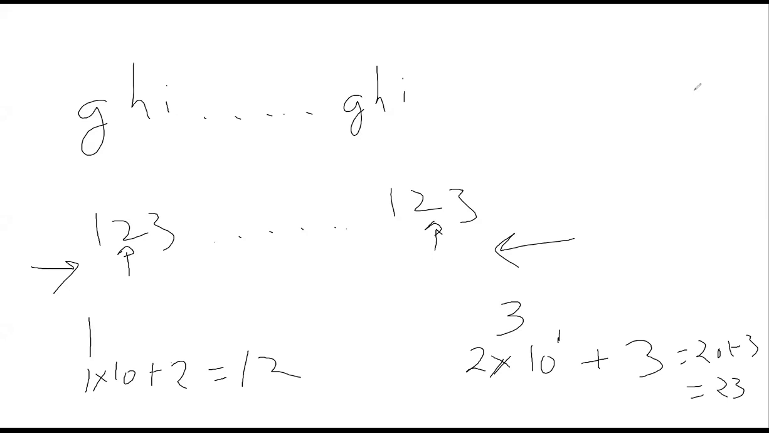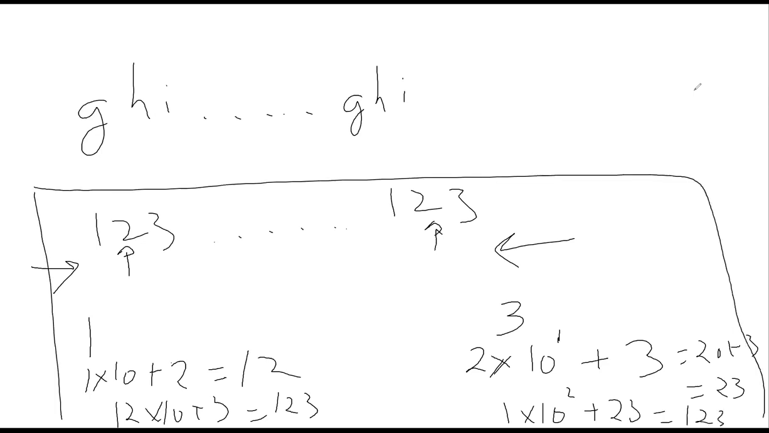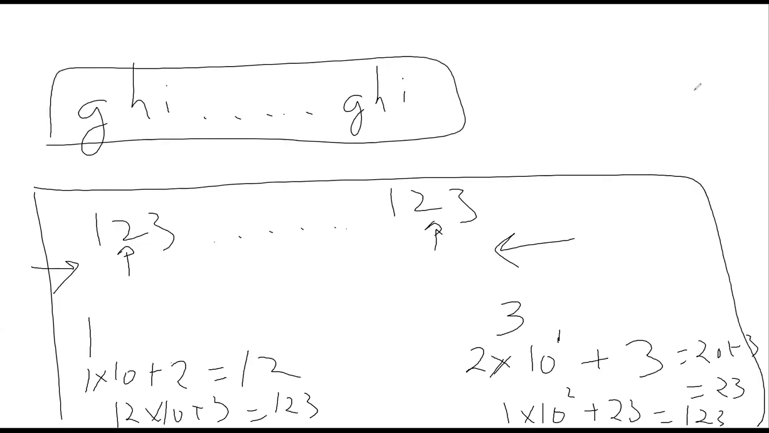And then we do the same approach when we move one step ahead. 12 into 10 plus 3 will give us 123. And the same way here, 1 into 10 raised to power 2 plus whatever we got from the last step, exactly 123, right? I am just doing it on integers because it's easier to understand. For this case, it's exactly the same. The only difference is the base here is 10. It changes from 10 to 26 in this case because there are 26 characters.